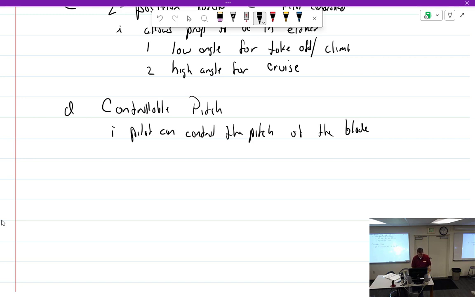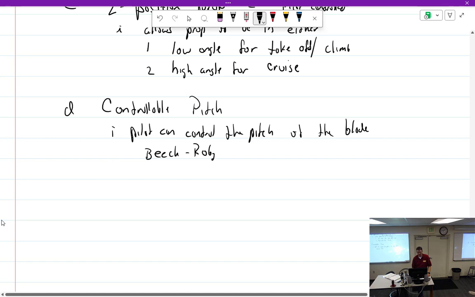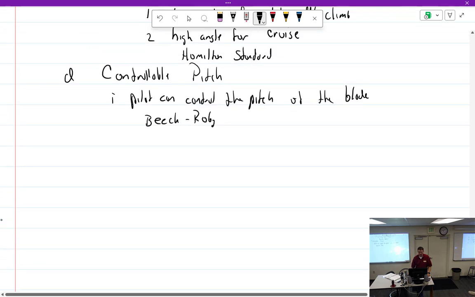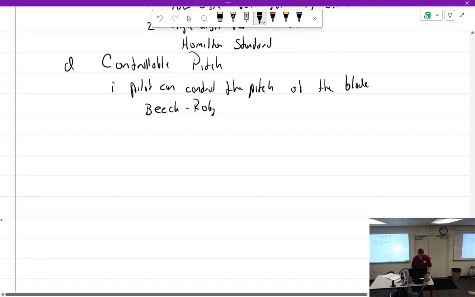So this one I just showed you is a Beech Roby. Yeah, it's a Beech Roby. The one before that, this two-position, was a Hamilton Standard. It was named after our president. Hamilton invented it. I don't think those years coincide very well.